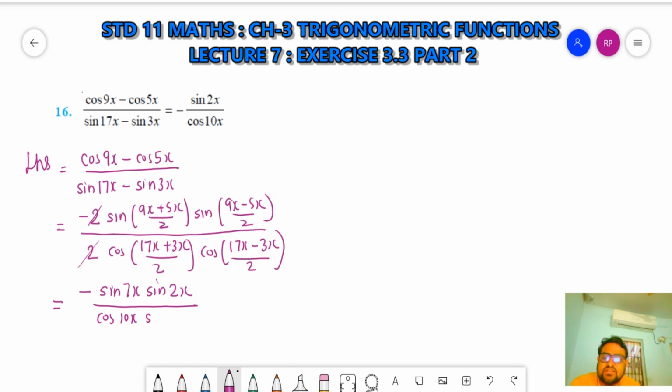Sorry, sin minus sin is 2 cos sin, not 2 cos cos. So here it will be cos((17x + 3x)/2) sin((17x − 3x)/2), and 17 minus 3 is 14, 14x by 2, 7x. So sin 7x gets cancelled. Minus sin 2x upon cos 10x. This is equal to RHS. This was about question number 16. So just note it down.